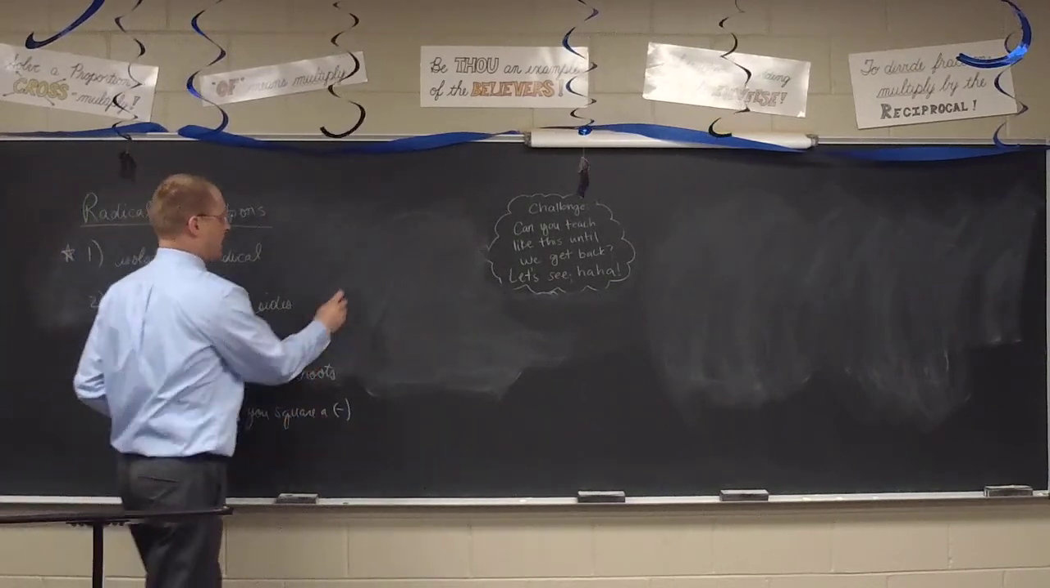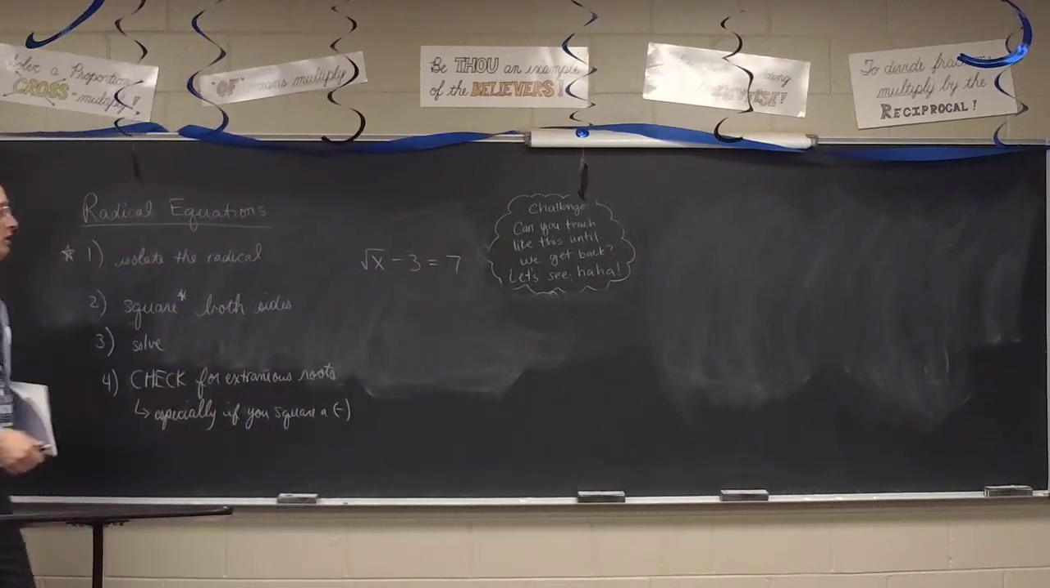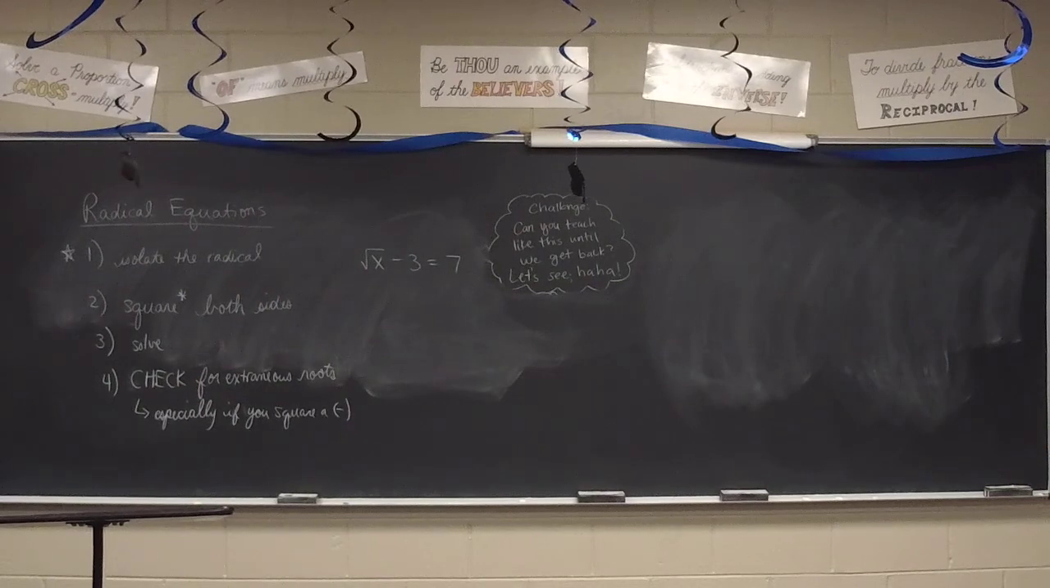Let's start with a couple of easy ones here. Write this down as an example in your notes. The square root of x minus 3 equals 7.